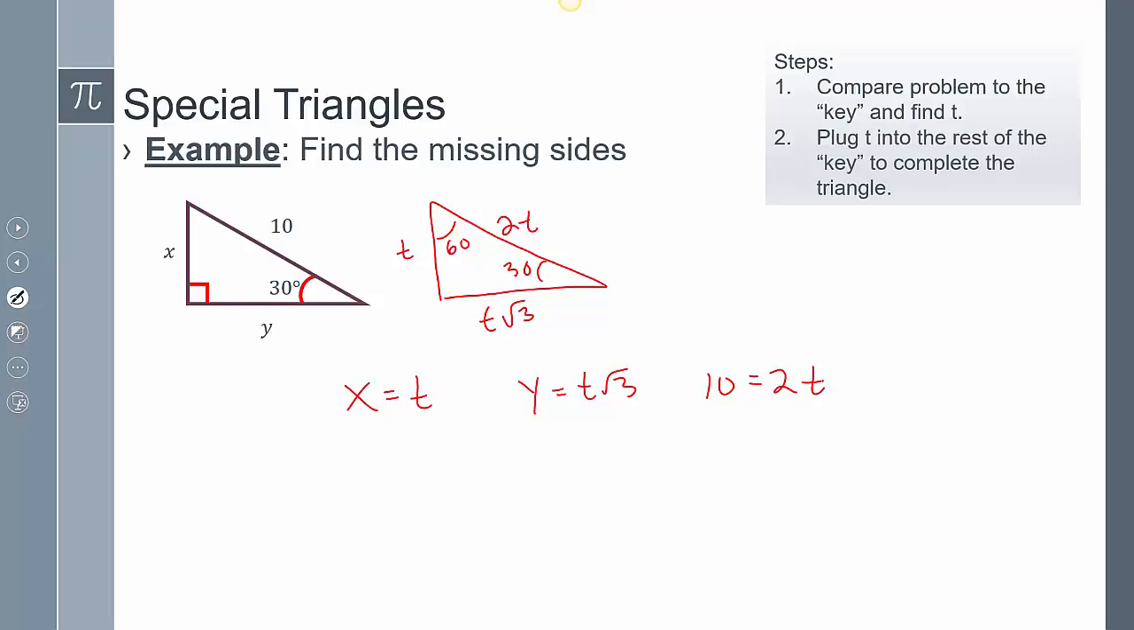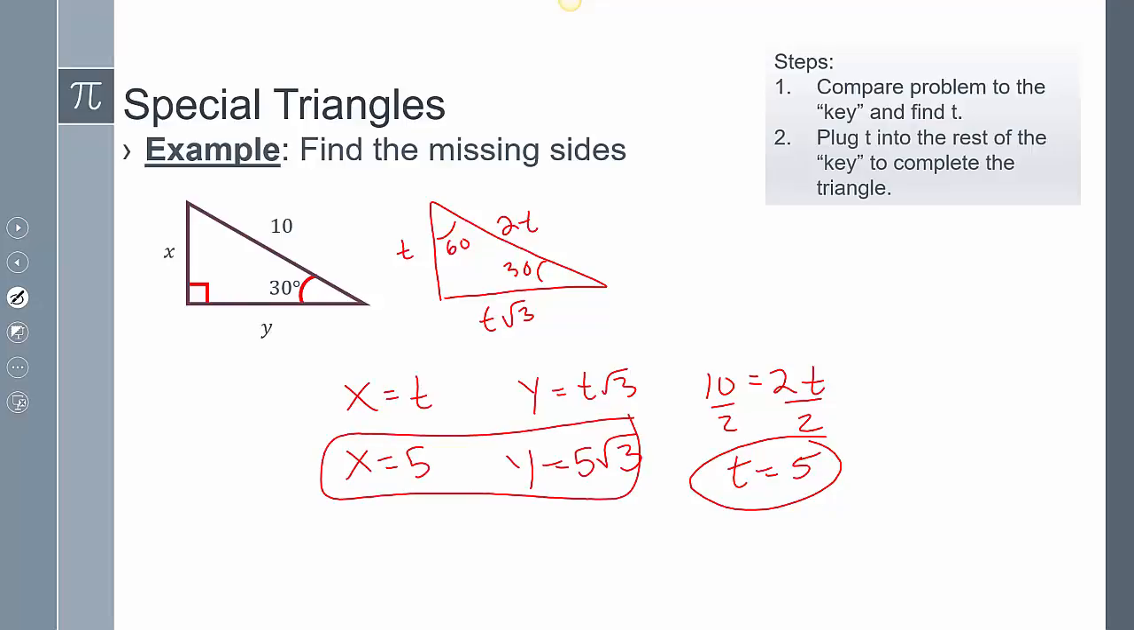And so solving for each of these, divide both sides by 2, I'm going to get t equals 5. And so now that I've compared this problem, now I can take this value and I can plug it back into the other problems to be able to complete the triangle. And so I'm going to get x equals 5 and y equals 5 root 3.